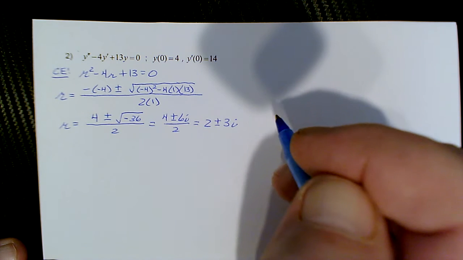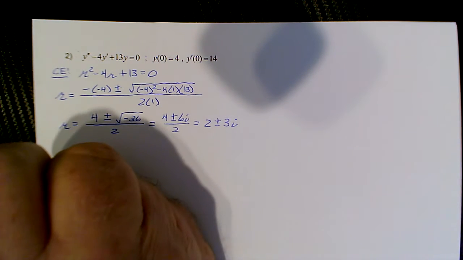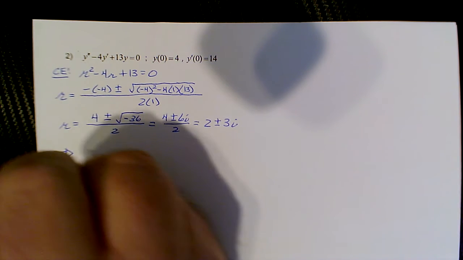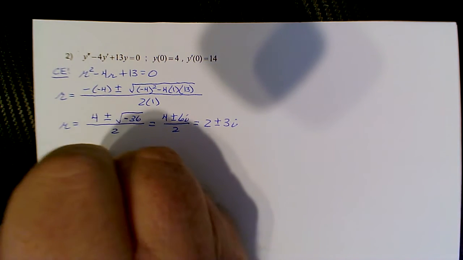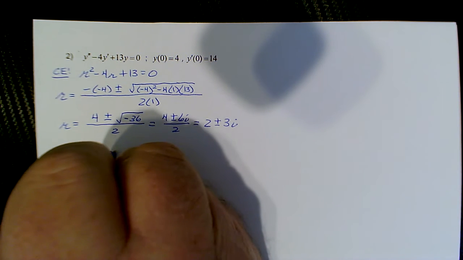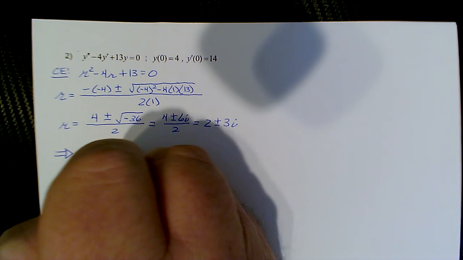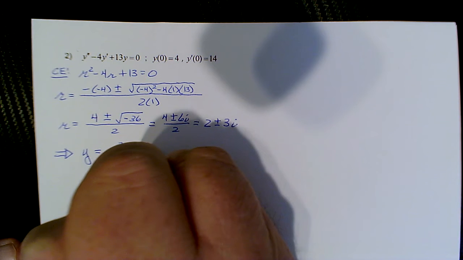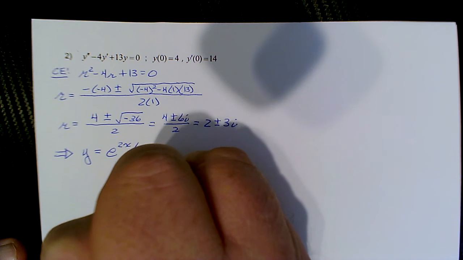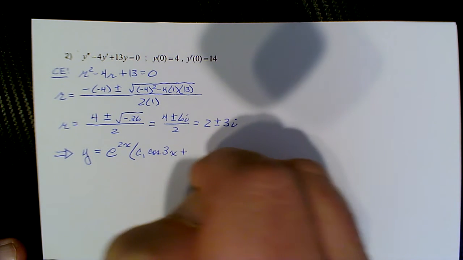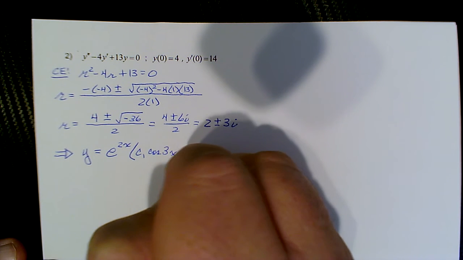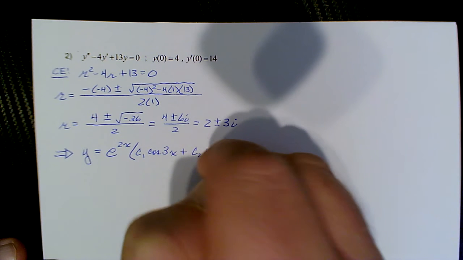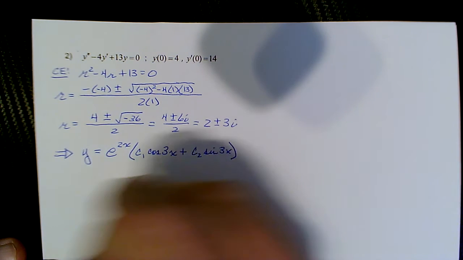So then from our theorem, we have that a general solution would be e to the ax, so e to the 2x, and then times the quantity, c1 cosine bx, b is 3, so c1 cosine 3x plus c2 sine of 3x.